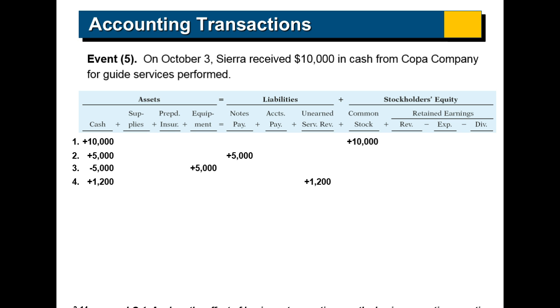Now on October 3rd, Sierra received $10,000 in cash from Copa Company for guide services performed. What's this?